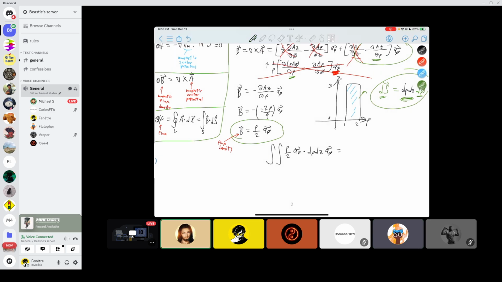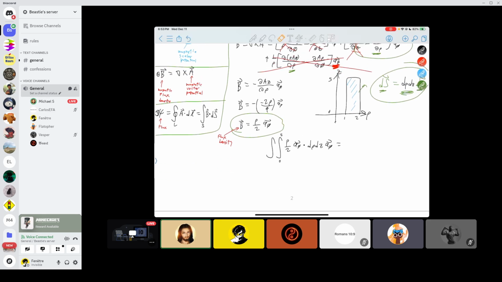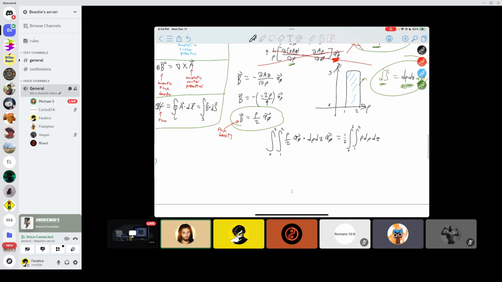Also we're doing d rho first, so we'll put the constants here. Rho is actually 1 to 2, my bad. 1 to 2, and then z is 0 to 5. And we can take the 1/2 out as well. So that's rho d rho from 1 to 2, then dz from 0 to 5. It's just evaluating the integral. So that's going to be rho squared over 2 from 1 to 2.